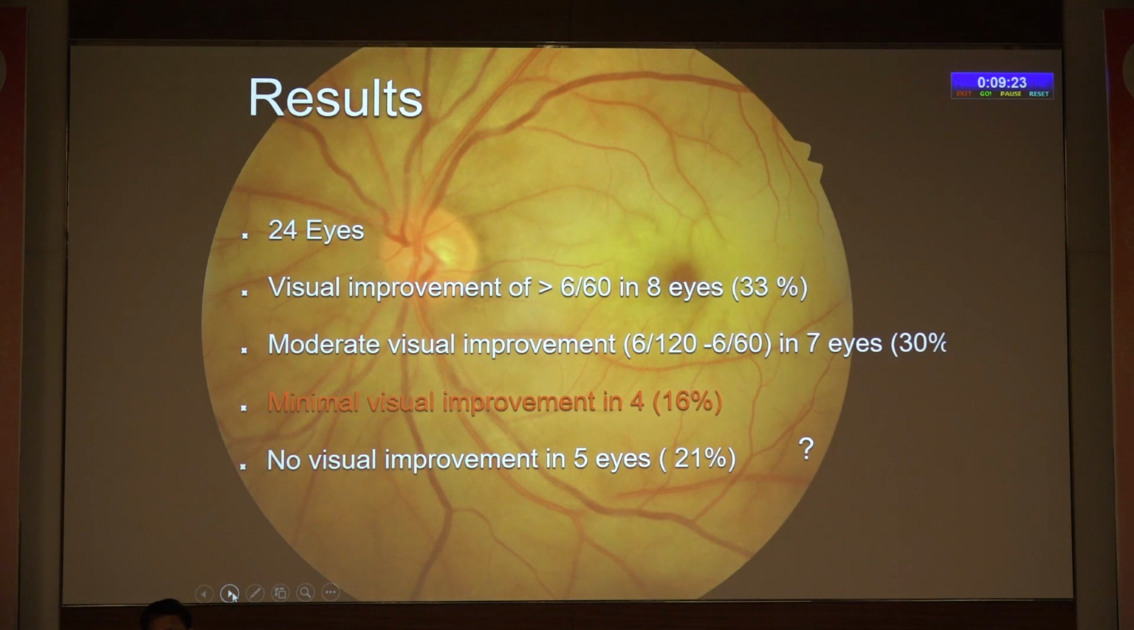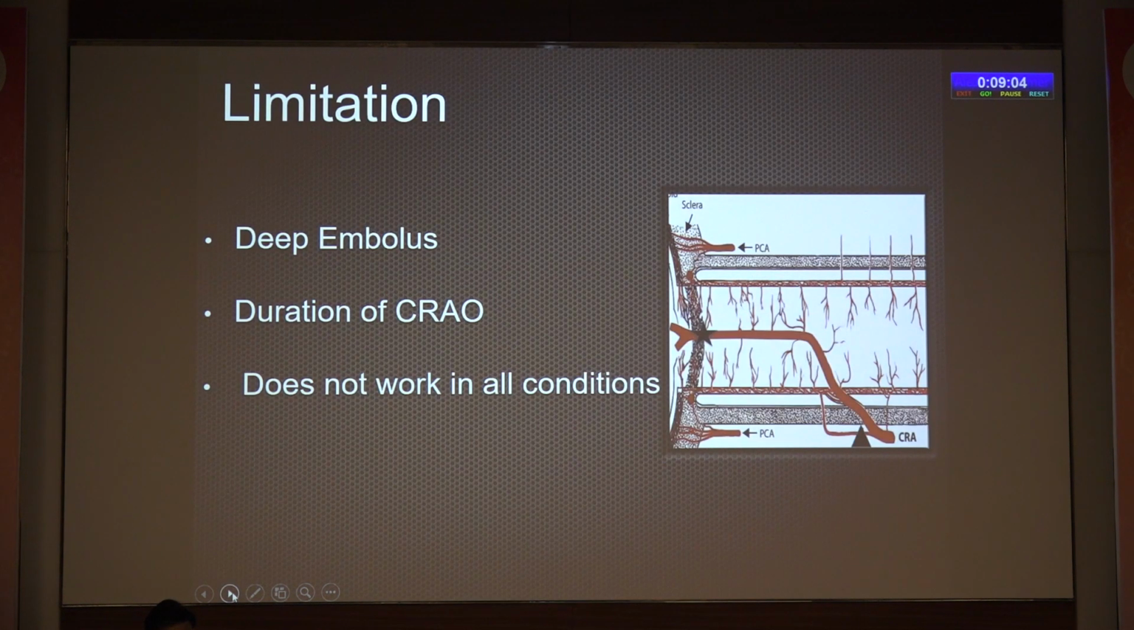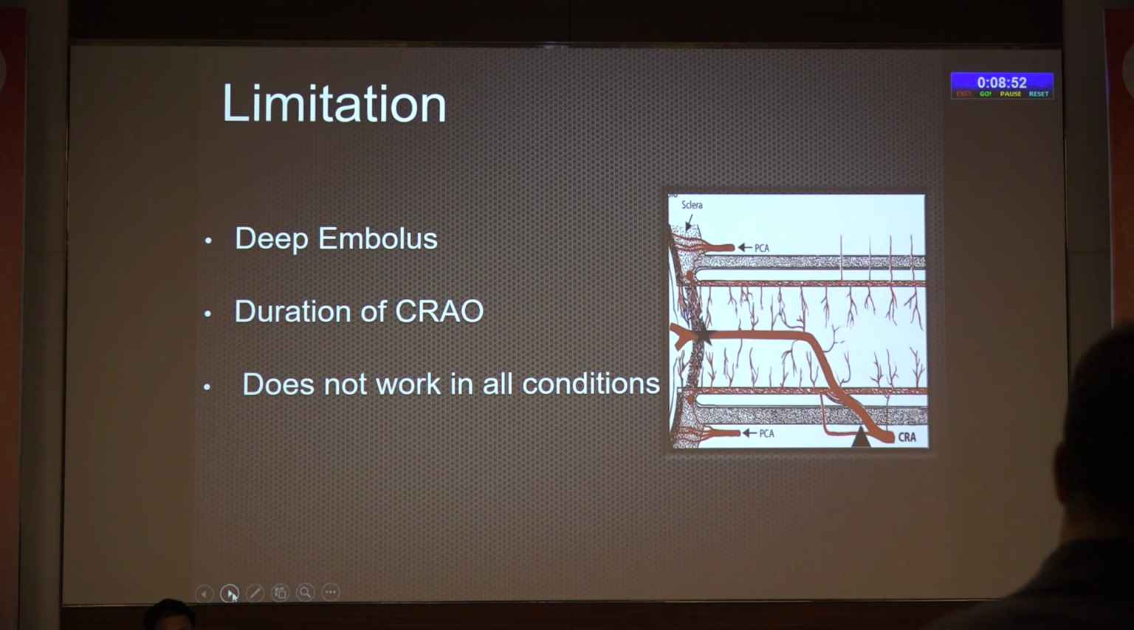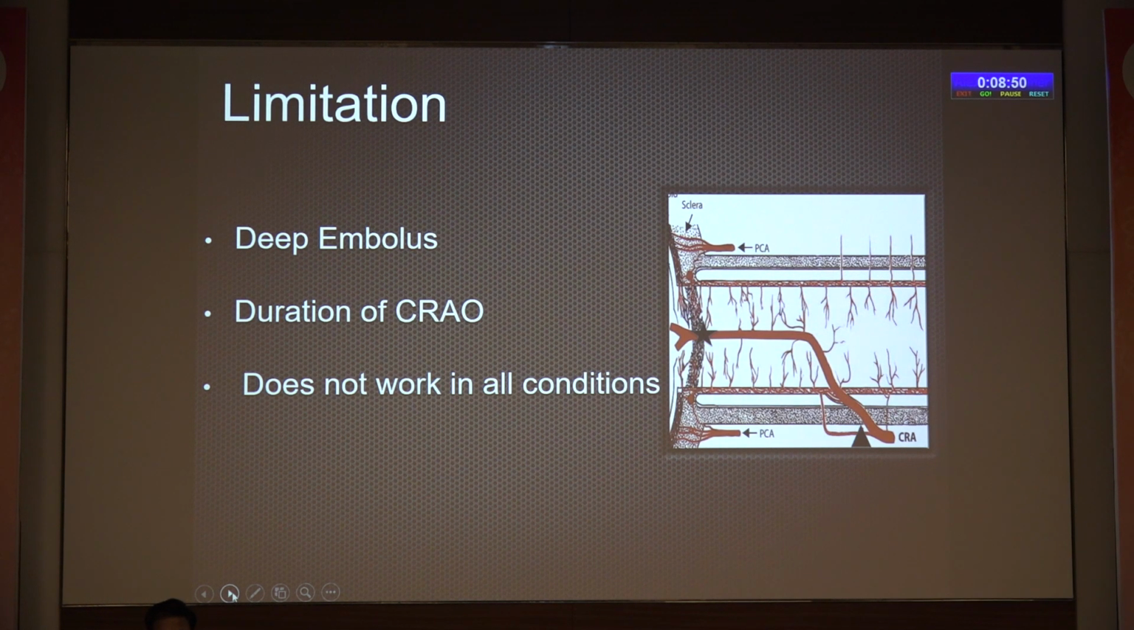So we had evaluated about 24 eyes which had come to us as early as before 24 hours, and we could have a good visual improvement of more than 6/60 in 8 eyes, moderate visual improvement in about 7 eyes, and minimal improvement in just 4 eyes. Now in 5 eyes there was no visual improvement at all, and that can be if the occlusion is very deep and the duration of CRAO is very long, and if it is associated with certain conditions like severe hypertension and vasospasm, etc., then this surgery is not going to work.